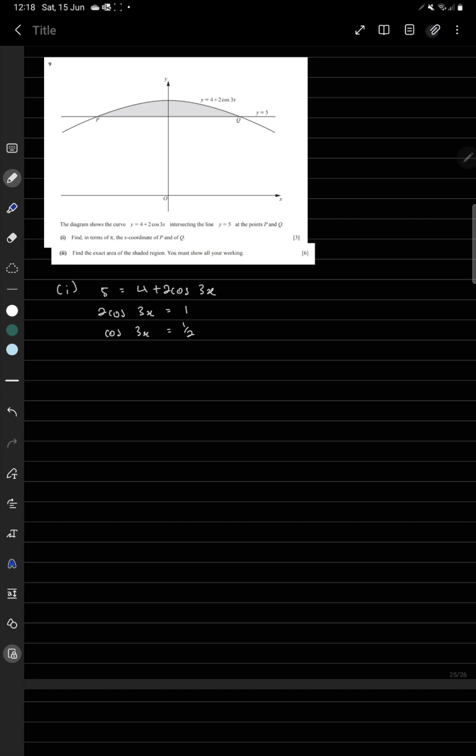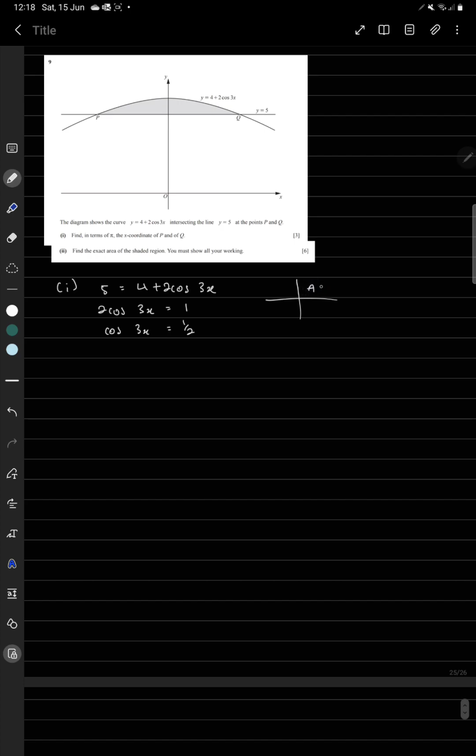Now do note that when you're looking at the diagram, P is in the negative region of x, Q is in the positive region of x. So we're going to have a plus minus of 1 over 2. We have the angle here in the positive region and also in the negative region. In the positive region, you'll have theta, but in the negative region, you'll have negative theta instead. So now we're going to bring the cos to the other side. We'll have cos inverse of 1 over 2, which gives pi over 3.